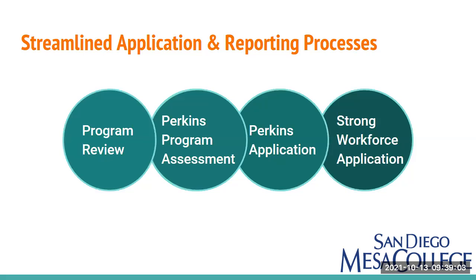So when you look at our duplicative processes that I mentioned, our campus requires every program to do a program review annually. Then under this new Perkins requirements, we had the Perkins program assessment. Then from that, you do a Perkins application. And if you want strong workforce funding, you had to do a strong workforce program application. So it's just too much, right? And we kept hearing that from faculty over and over again. And why can't we just put all this together?